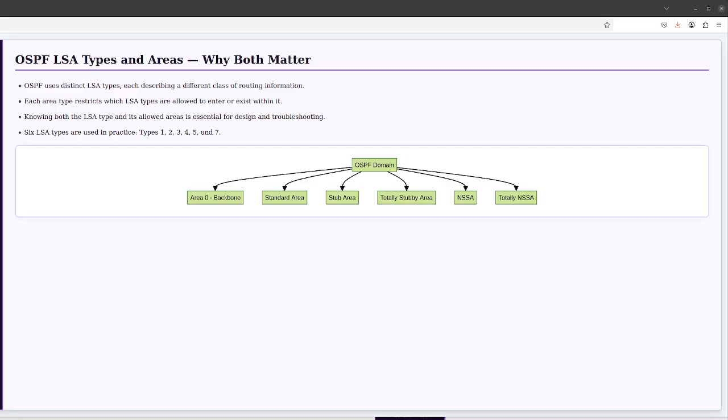Today we are tackling Open Shortest Path First Link State Advertisement Types and Area Types, which is one of the most commonly examined topics in CCNA, CCNP, and CCIE.